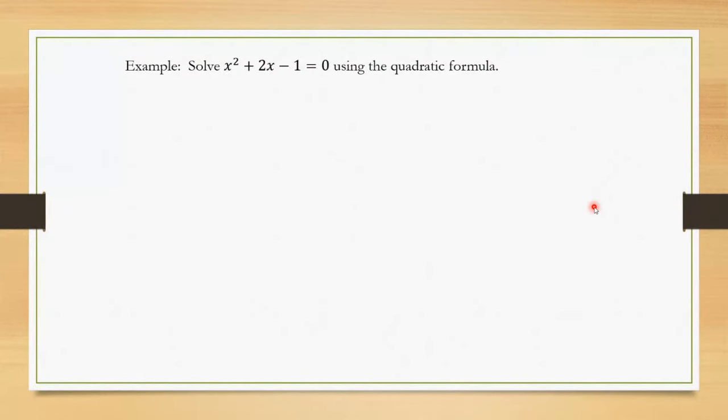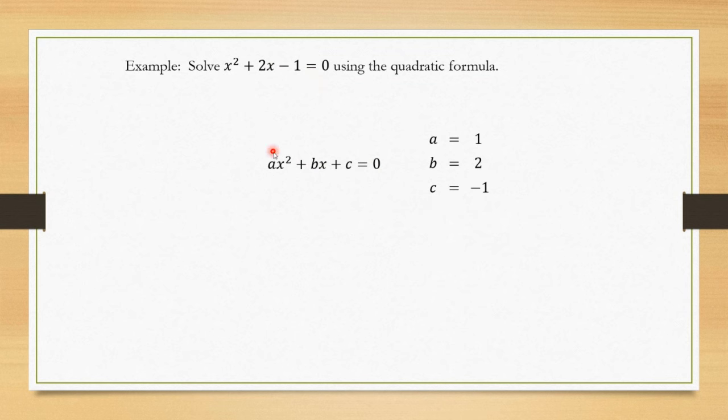So here's another example. Let's say we want to solve this one. We're going to use the quadratic formula. Again, we already have the standard form, right? Because this quadratic here is equal to 0. So it's already in standard form. Just by comparing the standard form here and our example, we can see what a, b, and c are.